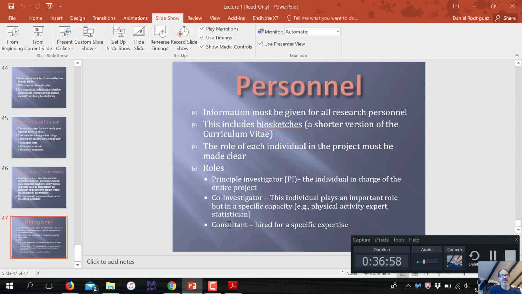So the idea here is to sell your idea so that your grantors will buy it. And if they buy it, you get the grant. If they don't buy it, you don't get the grant. It's simple, but for some institutions, you require this funding in order to survive. So get good at grant writing.